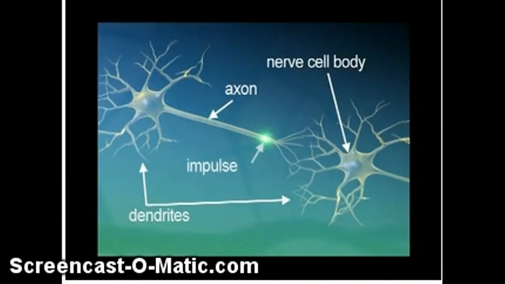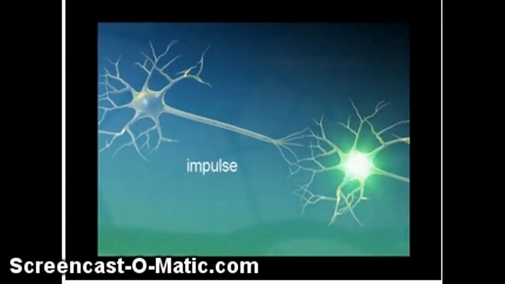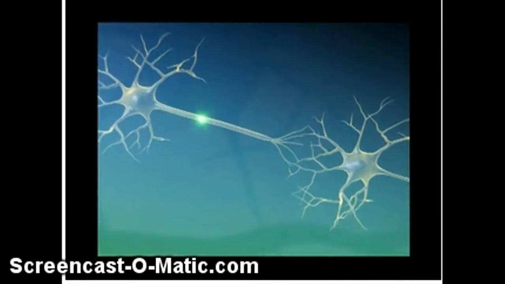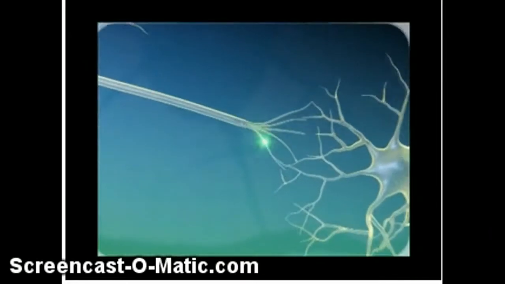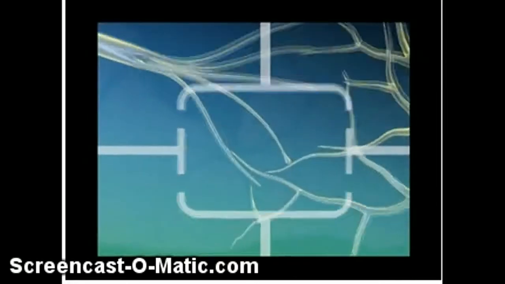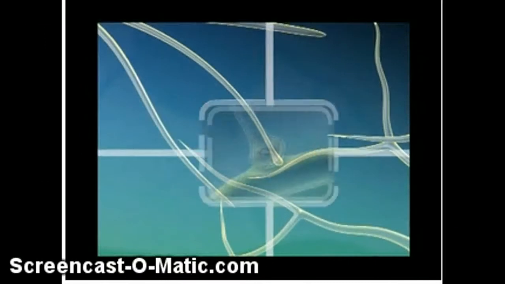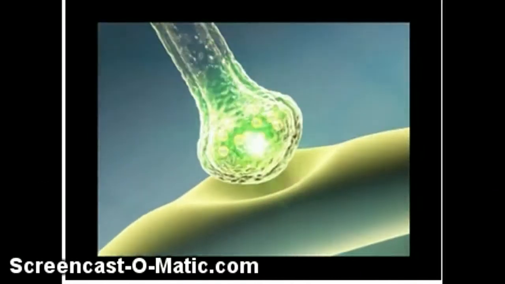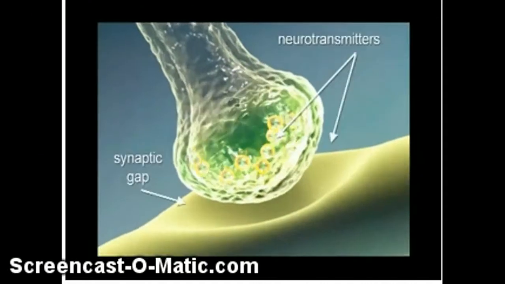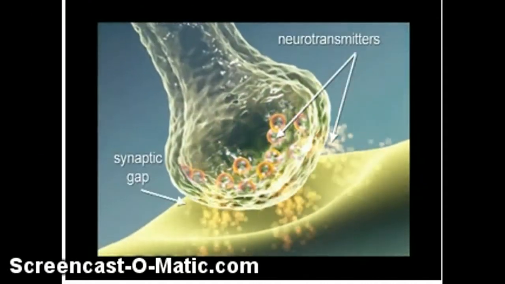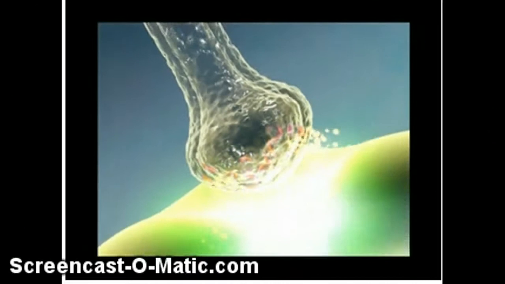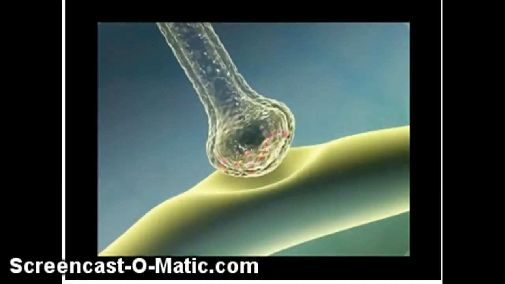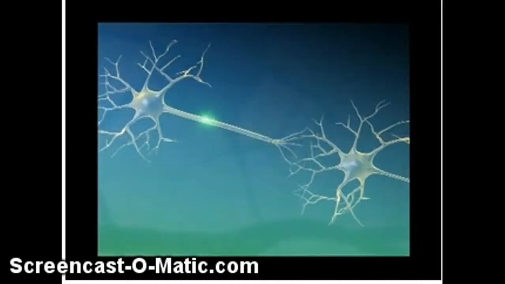In this animation, an impulse is represented by a green ball of light. The impulse travels along the axon until it reaches the terminal. There, it causes neurotransmitters to be released into the synapse. In this animation, neurotransmitters look like red balls of light. Neurotransmitters allow an impulse to cross from the axon of one neuron, across the synapse, and onto a receiving dendrite on another neuron.